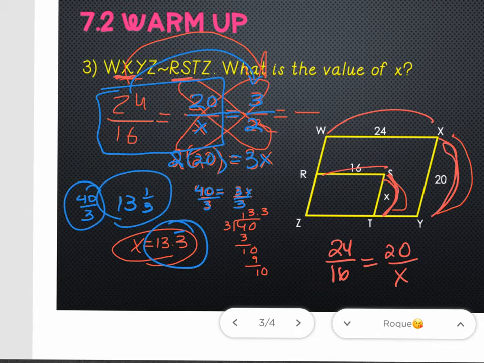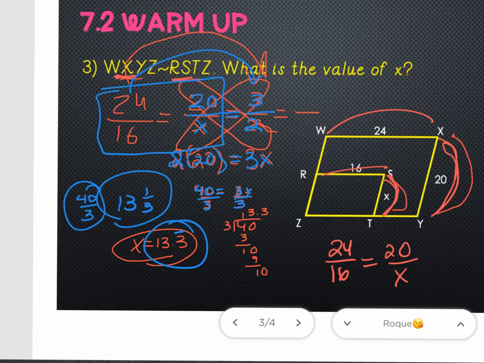So that's the answer? Yep, 13 1/3, 13.3, 40 over 3. So when I'm trying to find the X, I had to do 24 over 16 equals 20 over X. Why do you only do the last 2 fractions? What do you mean? Like, how come you didn't include between?